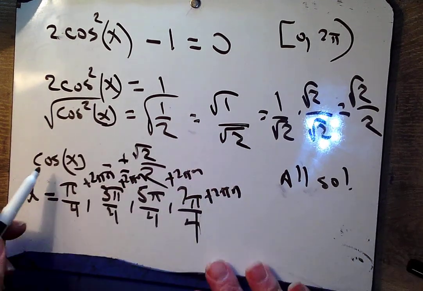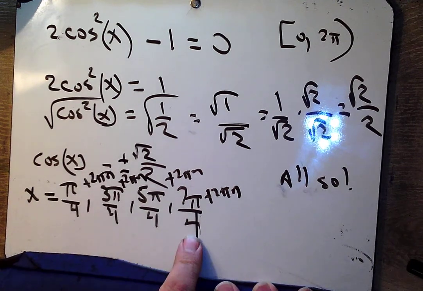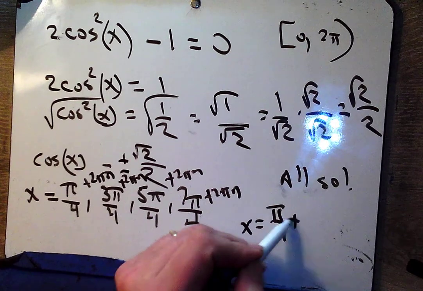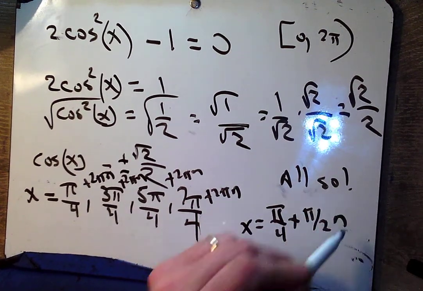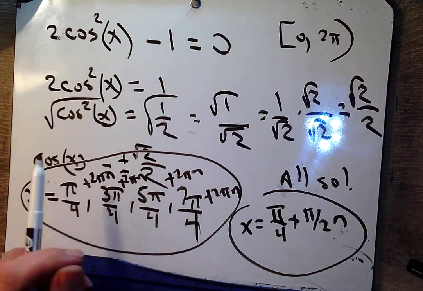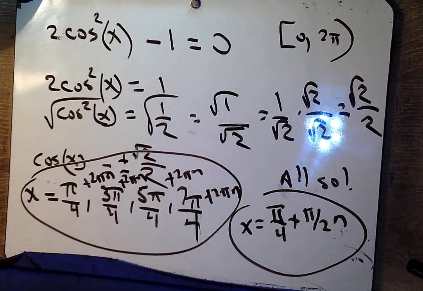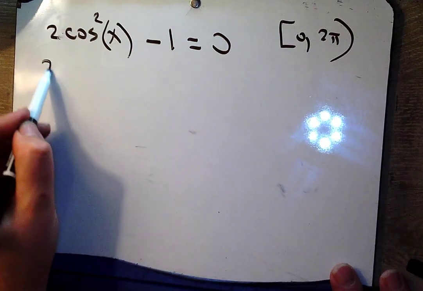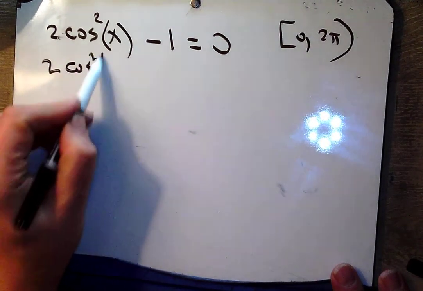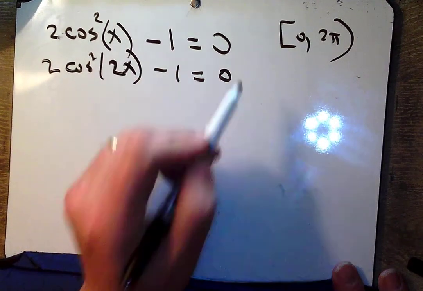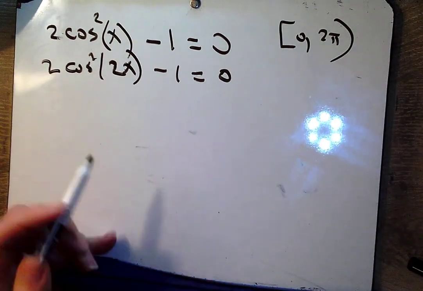But some of us will be saying, well, look, these are all pi over 2 apart. So I'm going to have pi over 4 plus pi over 2 n. That would be my answer. I certainly wouldn't mark that wrong. Okay? Cool. So how does this change if we have 2 cosine squared 2x minus 1 equals 0? Now, what stays the same there? What changes?